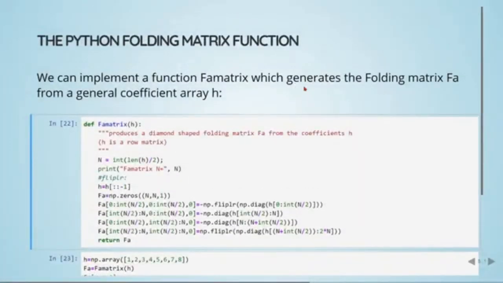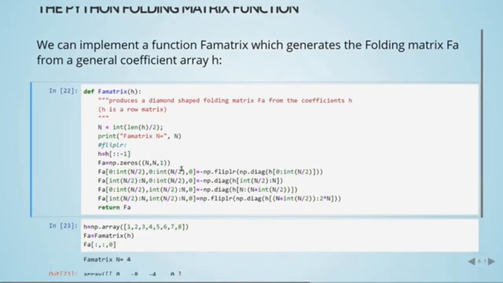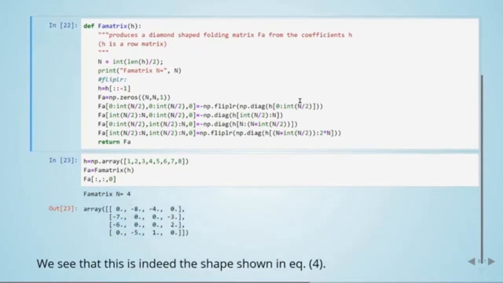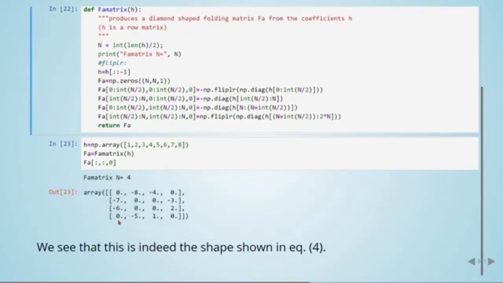We can also use Python to implement a function for the FA matrix which generates the folding matrix FA from a general coefficient array H. So here we define this FA matrix function that will produce a diamond-shaped folding matrix FA from the coefficients H, where H is a row matrix. And we see that this indeed has this diamond shape like we've seen in equation 4. So here we are defining the function. We are using these sign changes, and we're using this flipping left to right, and then we have here an H array, and then the resulting FA matrix using this formula.